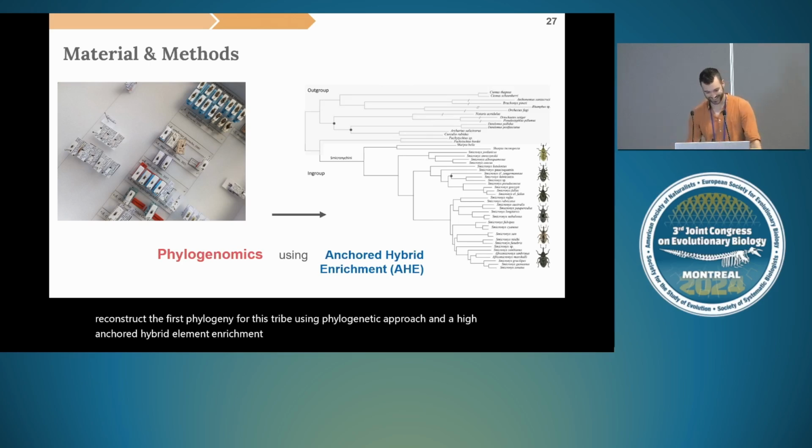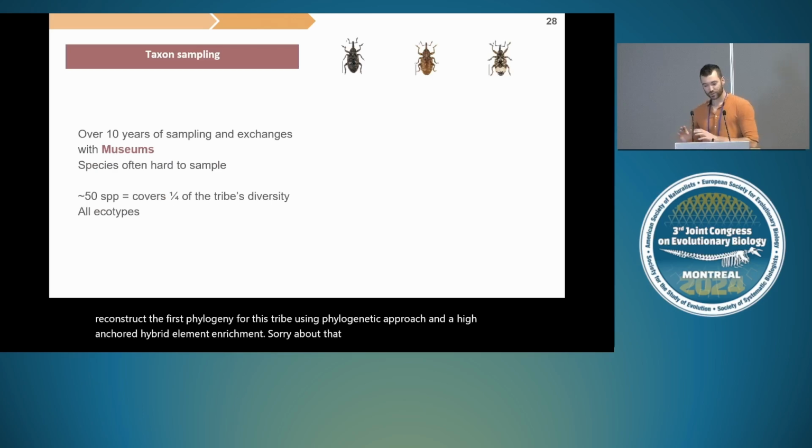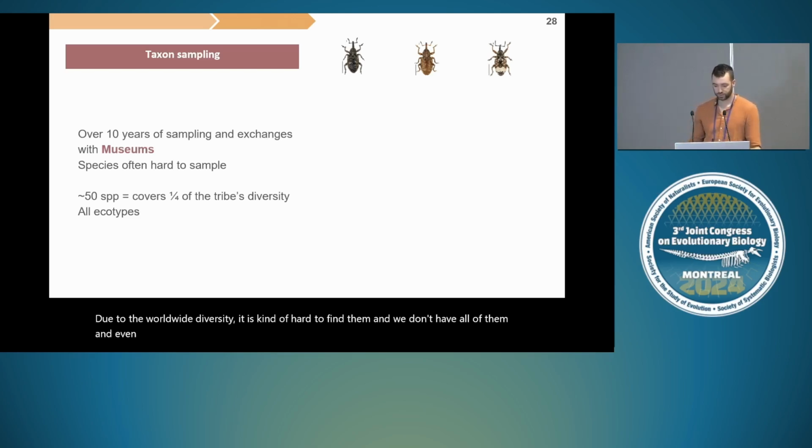I will quickly go through the method, but we can discuss that further after my talk if you want. For this study, we sampled about 50 species over 10 years of sampling and exchange with museums. Due to their worldwide diversity, it is hard to find them, and we don't have all of them. Even though our sampling was incomplete for the tribe, we were able to sample all the ecotypes of the tribe, which is what we need for the question.